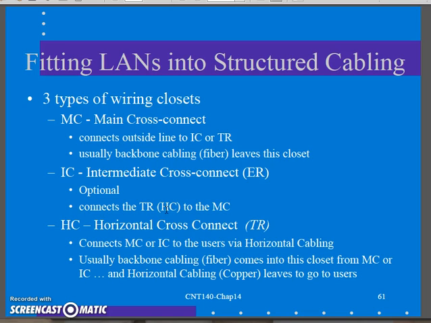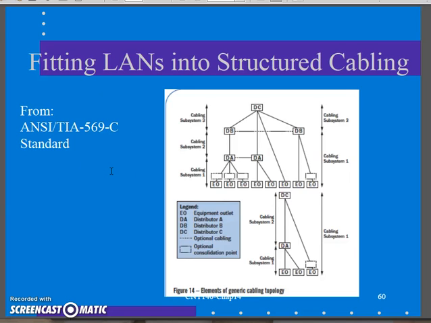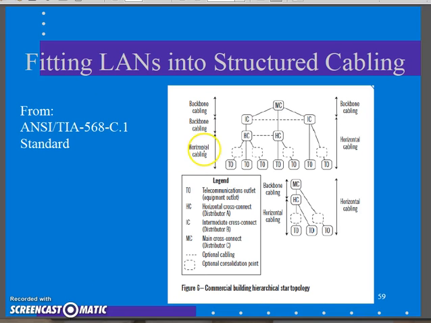That split out point would be my intermediate cross connect, and then I connect to the HCs on each of those floors. It's not common, but it's not uncommon. The stuff you will probably encounter is just the main cross connect and horizontal cross connect, but there is this intermediate that is optional. If I look at my C1 standard, here's main, intermediate, horizontal cross connect. They have them defined right there for you, then out to the outlets.